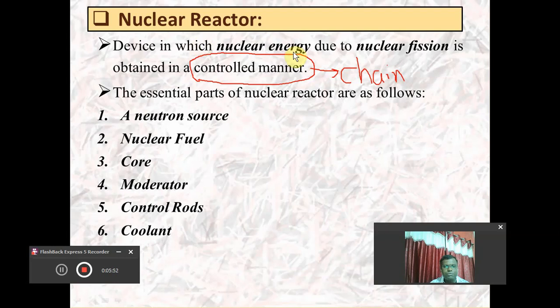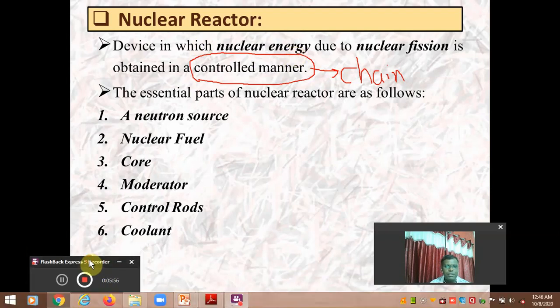Next, the excessive amount of energy is liberated in the form of heat, and this heat is removed by substances called a coolant. So here, either ordinary water or deuterated water can be considered as the coolant, very well.